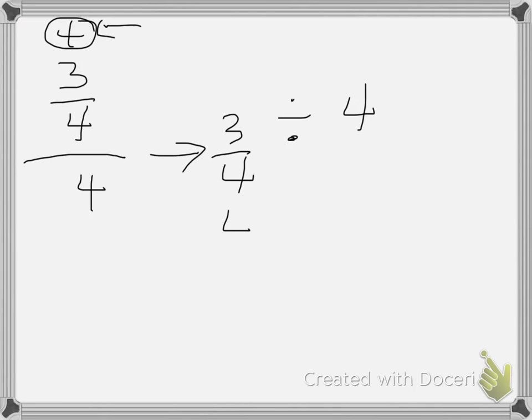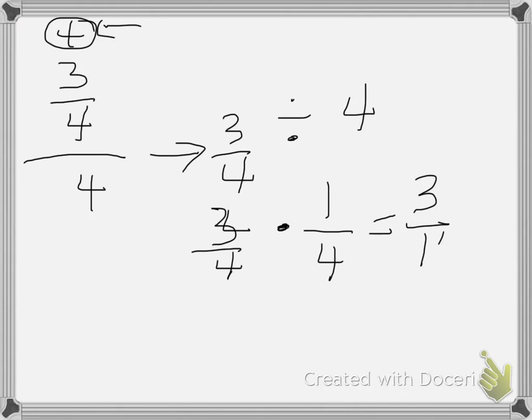Then you go 3/4, change the division to multiplication, take the reciprocal and multiply by 1/4, and you multiply straight across and you get 3/16. That cannot be simplified.